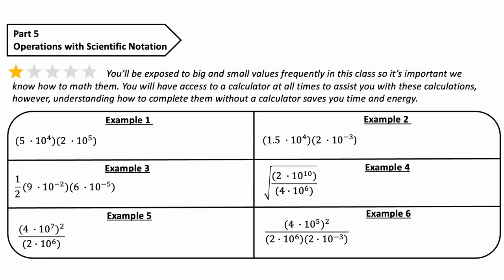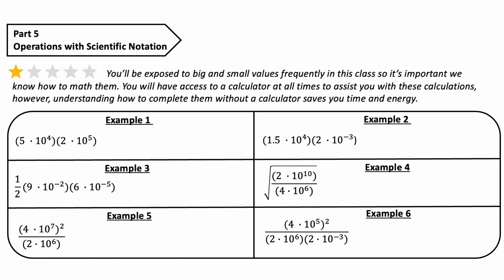In part 5, we are doing operations with scientific notation. So this is my first 1-star section of our AP summer assignment. And I 1-starred this not because it's not useful, just because you will always have a calculator on hand to be able to do this with.